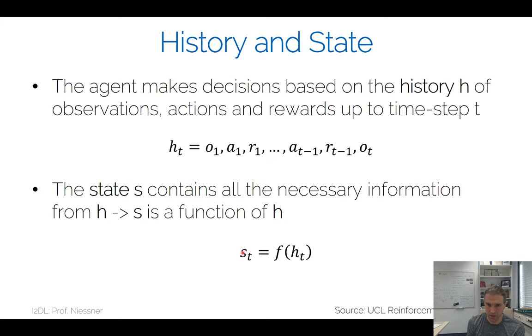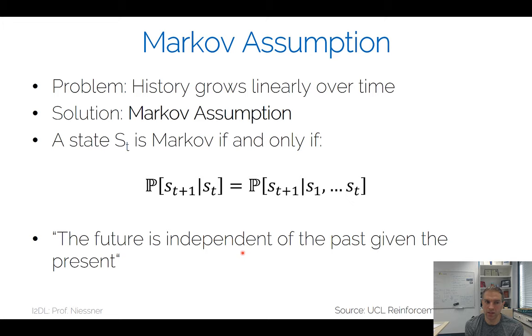Okay, so now we have a little issue. The issue is basically my history grows linearly over time, so we want to make sure that we make this tractable. In this case, we make a Markov assumption that says a state S is Markov if and only if it's basically dependent on the previous state. So the future is independent of the past given the present, which is kind of interesting, right? So this is the Markovian assumption.